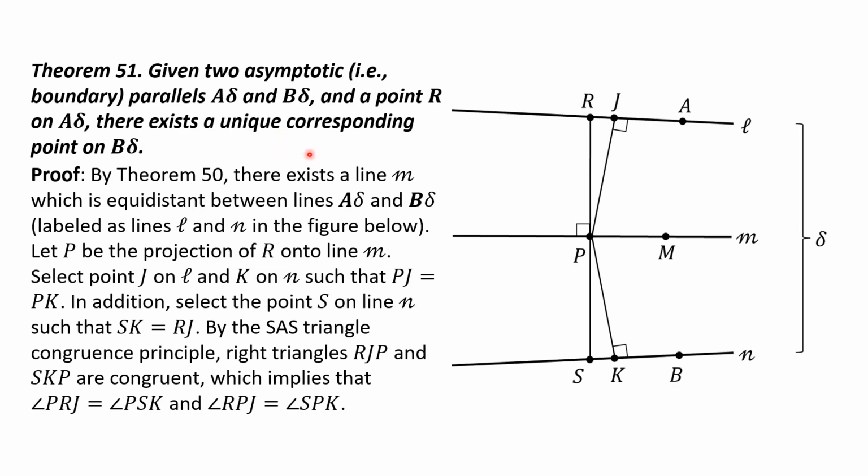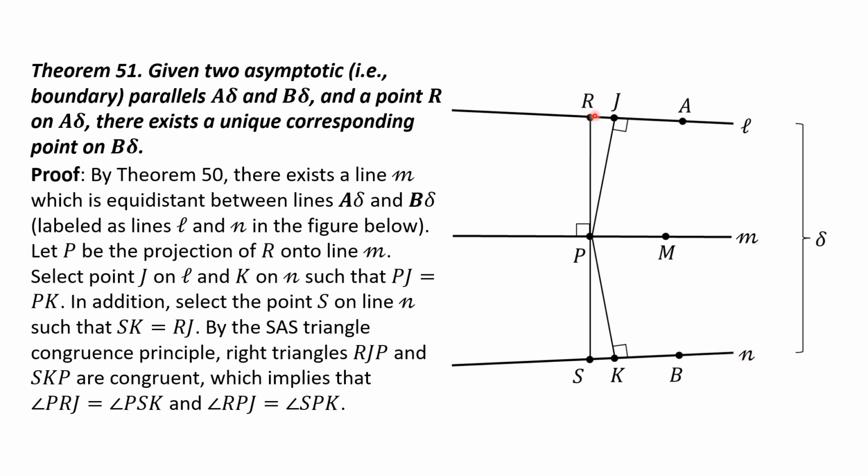Given two asymptotic parallels, A delta and B delta, and a point R on A delta, there exists a unique corresponding point on B delta. So we have this line here, which we'll call L, and that's our A delta, as it goes through a point A and goes in the direction delta. And then we have this other line N that goes through point B and goes in direction delta.